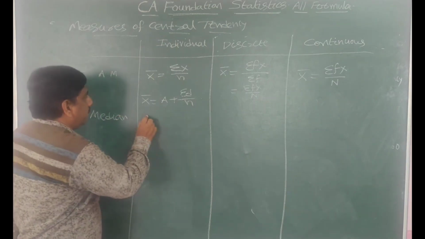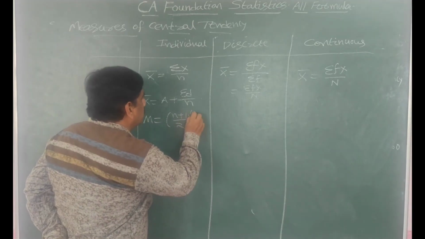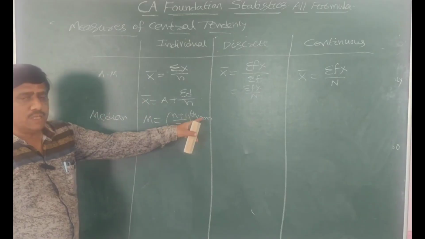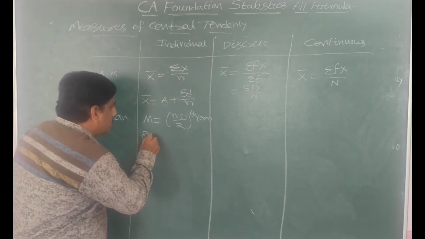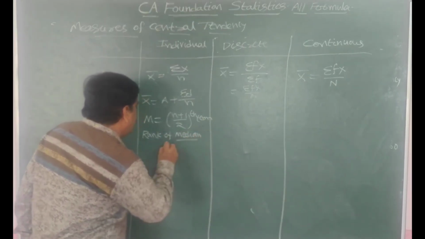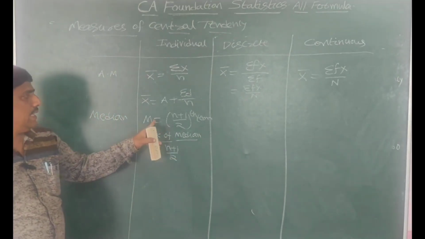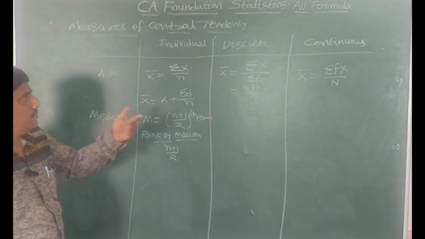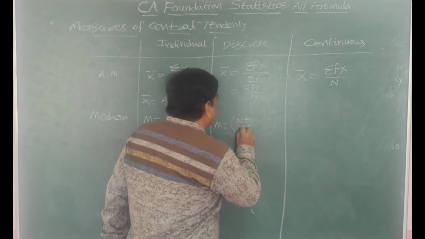Median is denoted by M, and the formula for median in the case of individual series is the n plus 1 by 2th term, where we have to write the data in ascending order and after that find the n plus 1 by 2th term. Remember, sometimes they will ask for the rank of the median. If it is median, it is the n plus 1 by 2th term, and if it is only the rank, it is just n plus 1 by 2. Similarly, coming to discrete series, the median formula is the capital N plus 1 by 2th term.